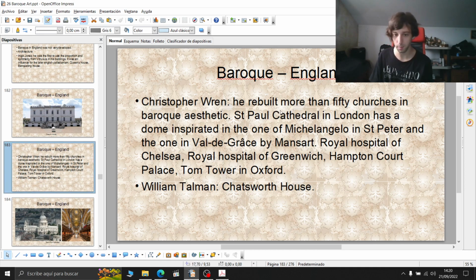Christopher Wren rebuilt more than 50 churches in Baroque aesthetic. St. Paul's Cathedral in London has a dome inspired by the one of Michelangelo in St. Peter's, and the one in Val-de-Grâce by Mansart. Royal Hospital of Chelsea, Royal Hospital of Greenwich, Hampton Court Palace, Tom Tower in Oxford. And then William Talman with his Chatsworth House.